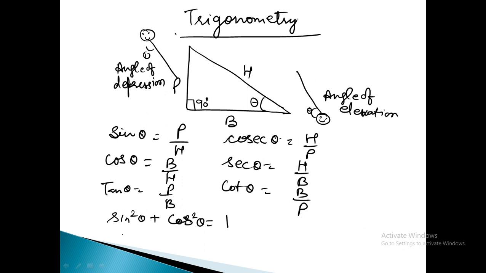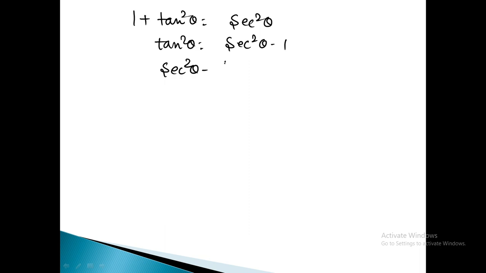And you can find two more formulas from this formula like this. Sin square theta is equal to 1 minus cos square theta. Cos square theta is equal to 1 minus sin square theta. 1 plus tan square theta is equal to secant square theta. Or you can say tan square theta is equal to secant square theta minus 1. Or you can say secant square theta minus tan square theta is equal to 1.